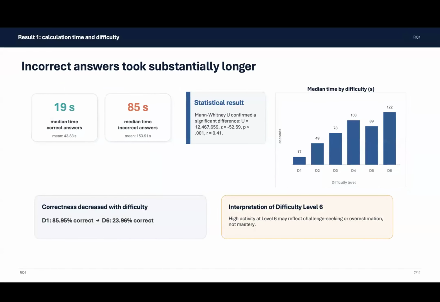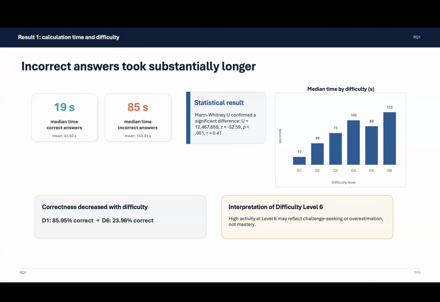And the results. The first main result concerns the calculation time, answer correctness, and difficulty level. The difference between correct and incorrect answers was substantial. The correct answers had a median calculation time of 19 seconds and a mean time of 43.83 seconds. In contrast, incorrect answers had a median calculation time of 85 seconds and a mean time of 153.9 seconds. The Mann-Whitney U test confirmed that this difference was statistically significant, and this is important because it suggests that incorrect answers were not simply random errors.